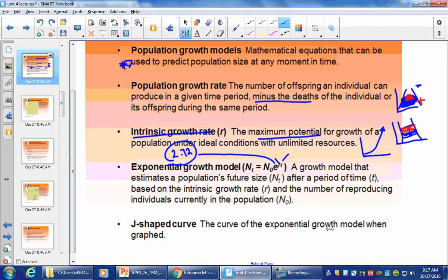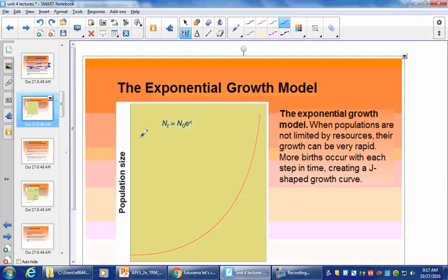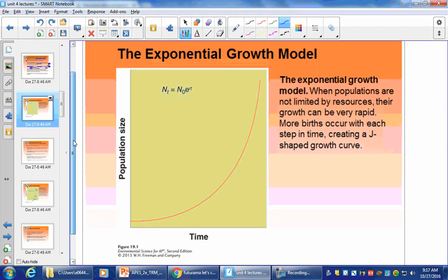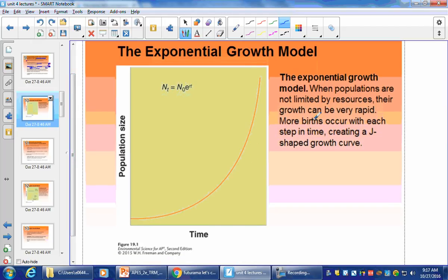Okay, J-shaped curves, the exponential growth model when graphed. Okay. All right, here we go. Here's a graphical representation of that. So here's the slope. The slope of this is the rate, right? The slope of this is the rate of population growth.